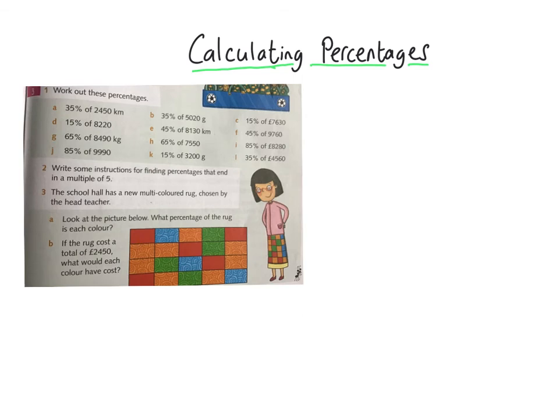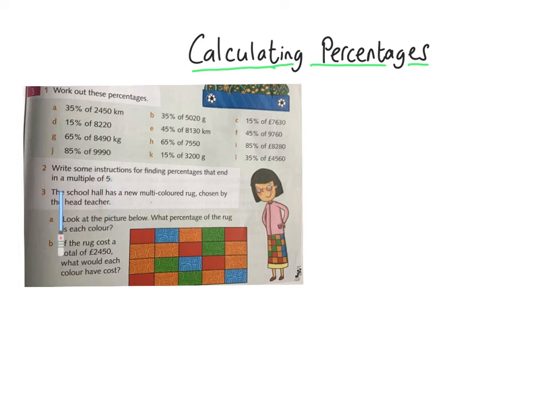It's very similar for challenge 3. Your first question, you have to work out these percentages. Again, please remember to put the unit of measurement at the end of your answer to ensure you get it right. Question 2, write some instructions for finding percentages that end in a multiple of 5. Now if you go back to the learning video, I've talked you through a couple of ways that you can do that. So you can go back and check that out, which will help you write a good answer for question 2, hopefully.